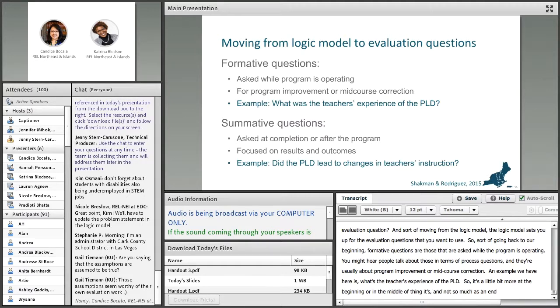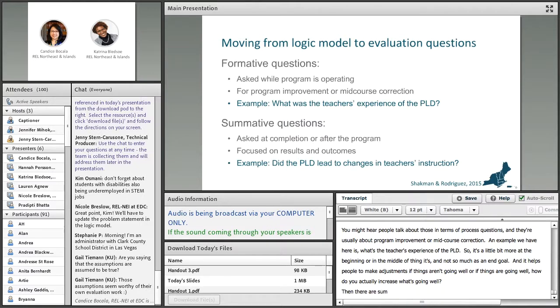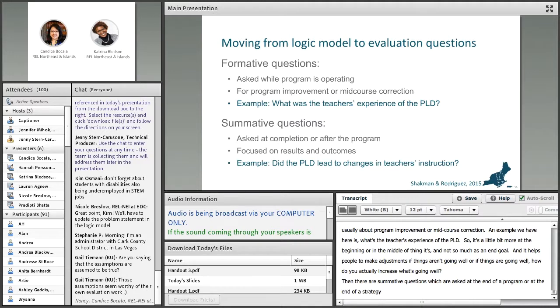An example that we have here is, what's the teacher's experience of the PLD? So it's a little bit more at the beginning or in the middle of things and not so much as an end goal. And it helps people to make adjustments if things aren't going well, or if things are going well, how do you actually increase what's going well?